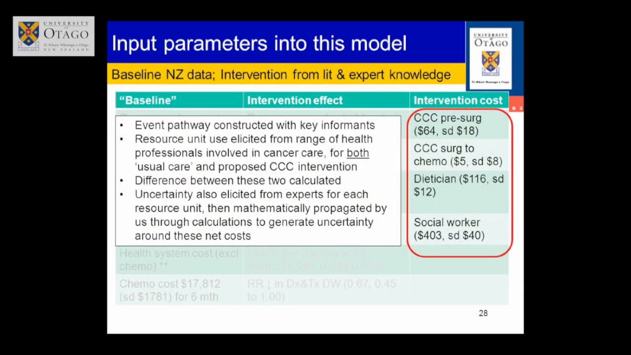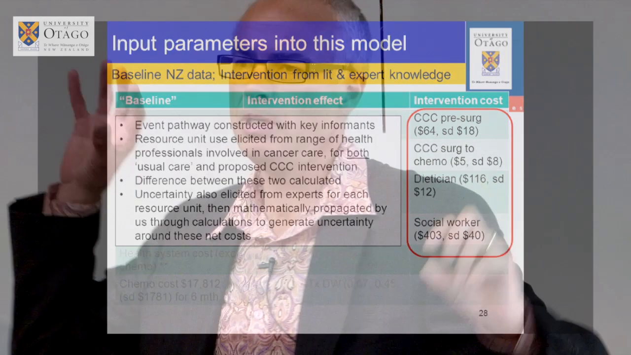As far as the costing, I'm just going to talk in general terms about this. This is on the intervention cost itself. We did event pathways, so you work out what happens to patients as they go through the system. Then once you've got the event pathway, you work out what resource utilisation there is in consultation with experts and other published studies and literature. And then you add the cost for each resource unit. We did it for both the intervention and, to keep Darren Hunt happy, the comparator. And then the effect of the intervention is the difference between the two.